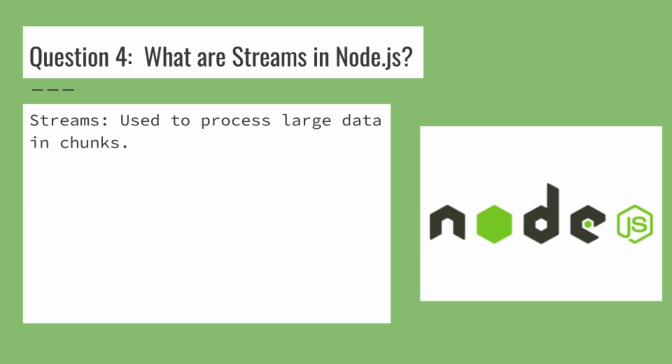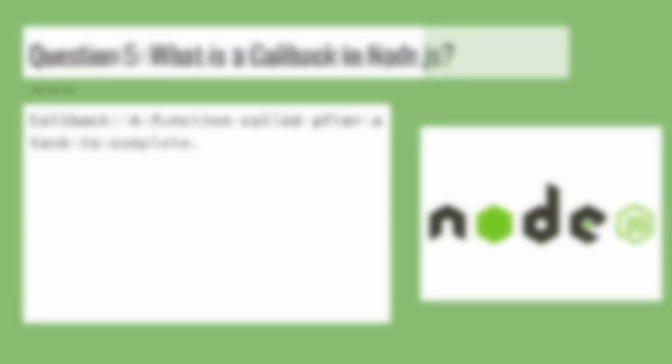Streams allow you to read or write large amounts of data piece by piece instead of all at once. There are 4 types of streams: readable, writable, duplex, and transform. They are often used for file operations and networking.